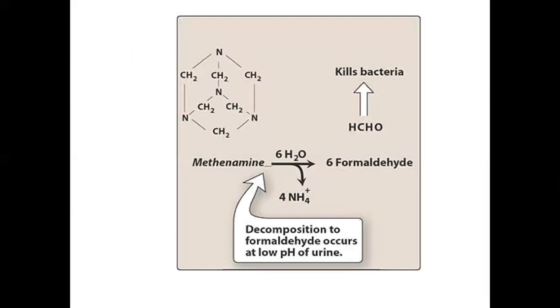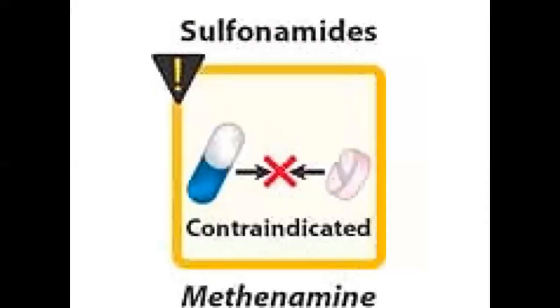So this is an illustration of how methenamine is hydrolyzed, decomposed to formaldehyde and ammonia. Decomposition to formaldehyde occurs at low pH of urine. So in this pH, it will be hydrolyzed to formaldehyde, and formaldehyde will kill the bacteria by affecting its protein and nucleic acids. So this is an important or a serious contraindication in which sulfonamides should not be used with methenamine at the same time.